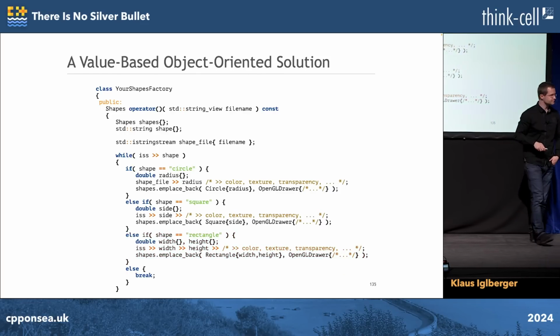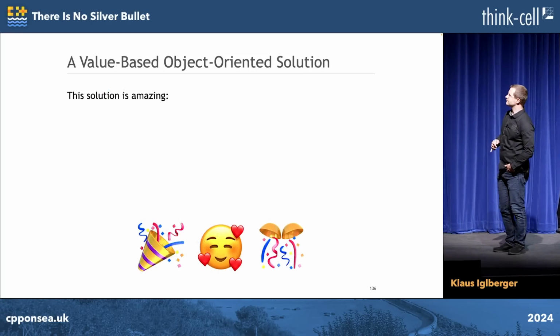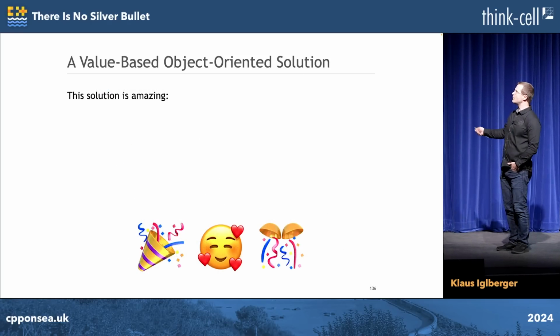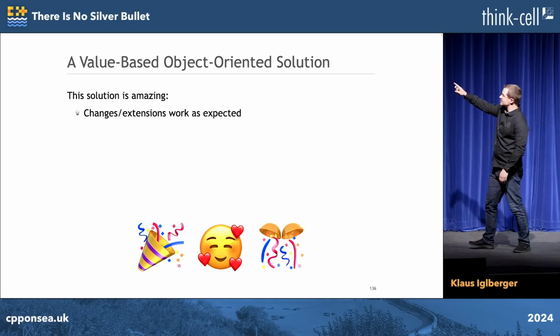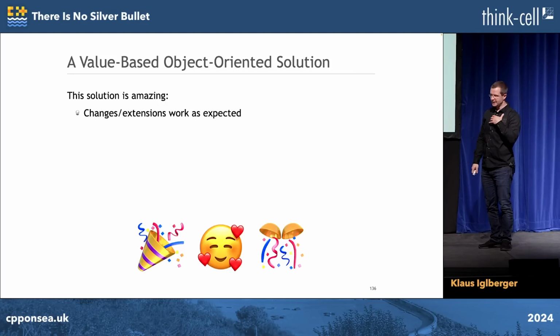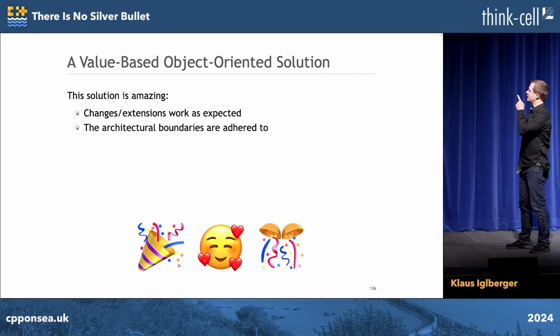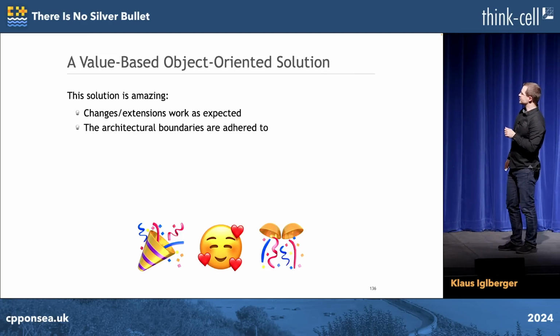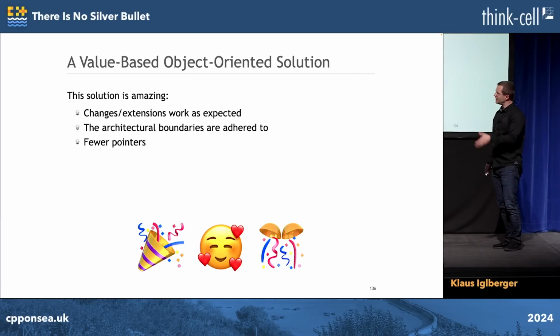Great. So I personally feel this solution is amazing. It really is. It has all the properties that we need and potentially more. So changes and extensions work just as expected. You can add what you need. I don't have to worry about that. There is a real proper architecture here. The architecture boundaries are also adhered to. There are fewer pointers, way fewer pointers. Actually, I hope there was not a single one.